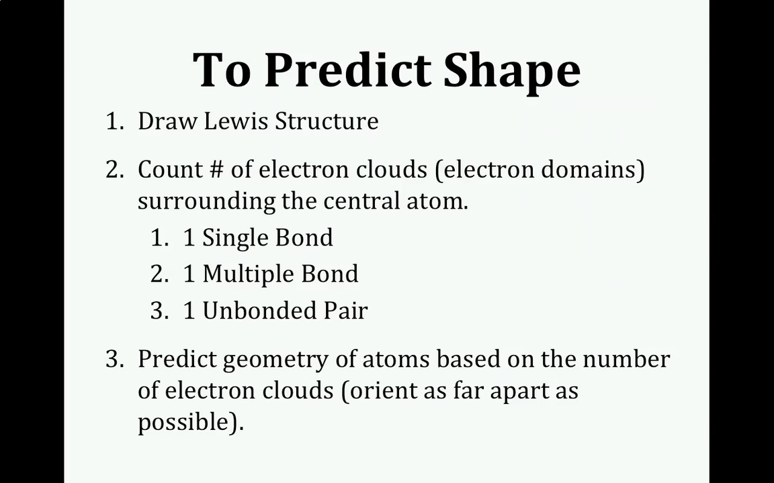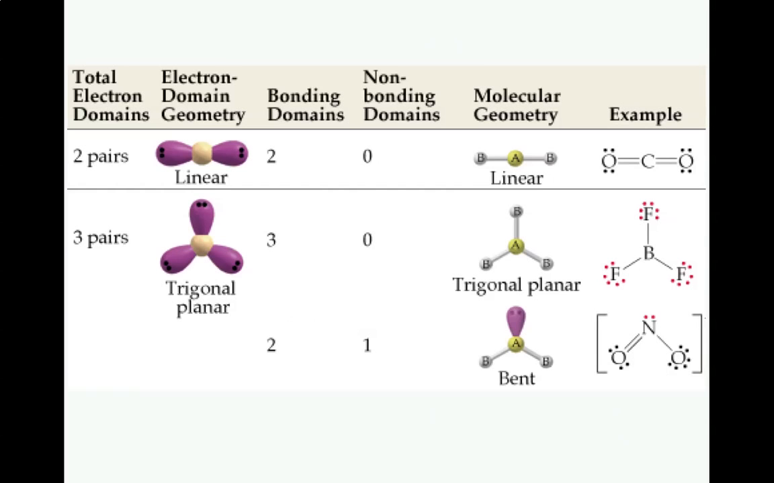So those flashcards that we're having you make for this unit are going to become very important for you, because you'll want to memorize what these different shapes are and how we can predict them. Some of the ways we can predict them: we can look at the number of electron domains or electron clouds. If there are just two electron clouds, my shape is going to be linear.